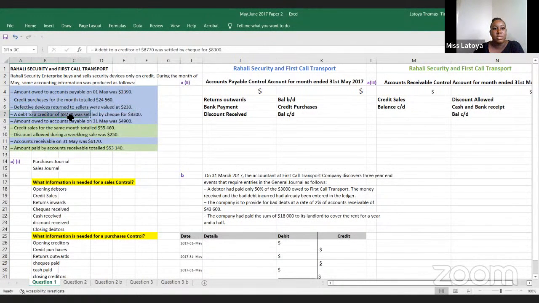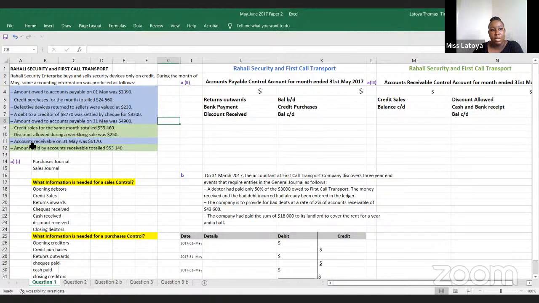A debtor creditor was settled by check, payment by check. This entry will be recorded in the cash book. Amount owed to accounts payable, another transaction that will be recorded in the purchases journal. Credit sales, this information is for the sales journal. Discount allowed during a week-long sale, this information will be recorded in the cash book.